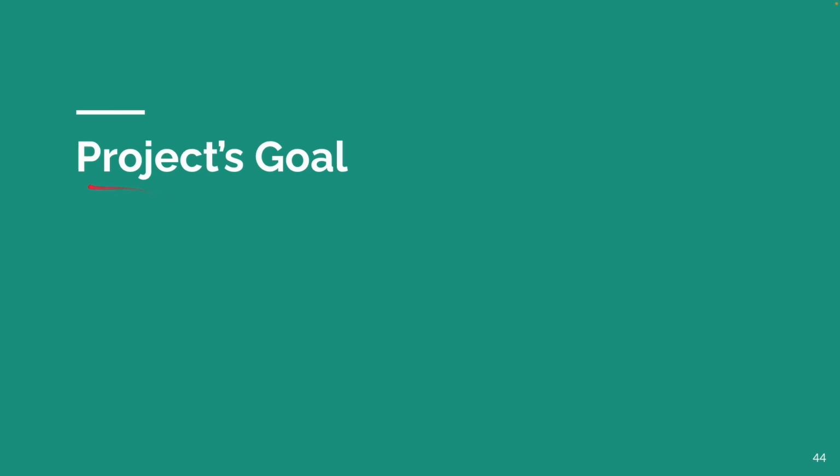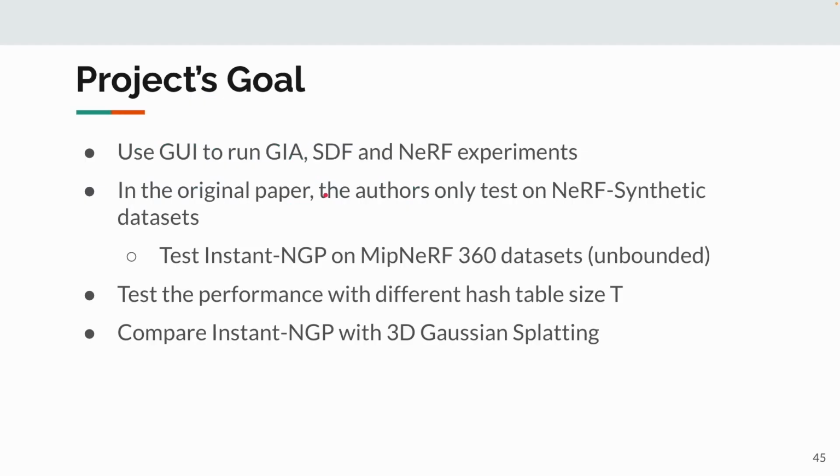Let's talk about our project goals. We want to use the GUI to run GIA, SDF, and NeRF experiments. Also, in the original paper, the authors only test on NeRF synthetic datasets. So we want to test Instant-NGP on an unbounded dataset called the Mip-NeRF 360 dataset. This dataset is unbounded. We also want to test the performance with different hash table sizes T. And lastly, we want to compare Instant-NGP with existing methods, including 3D Gaussian splatting.